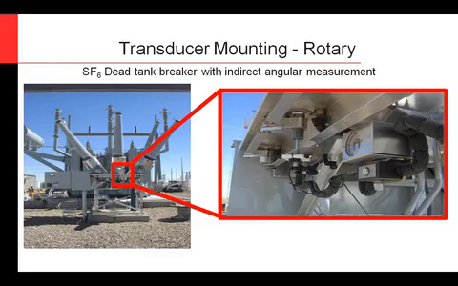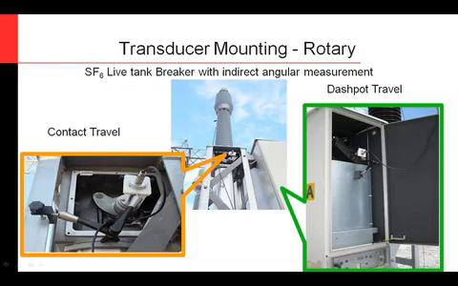Here's another one where you'll notice on this circuit breaker, we have two different transducers per phase. We have one that's measuring contact travel, once again with a rotary transducer, and then this other one that's measuring the dashpot travel, or the dampening travel. This mechanism operates very fast, and it has this dashpot in there that has certain properties you need to measure and make sure it's operating correctly.